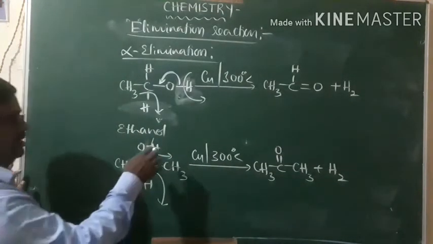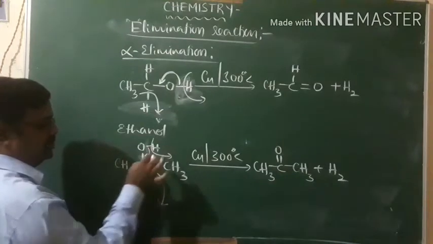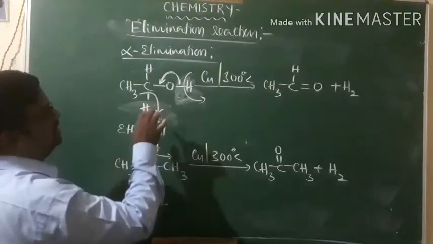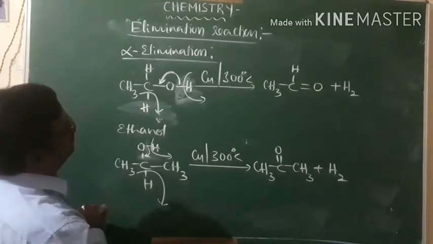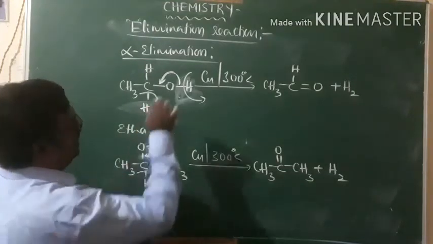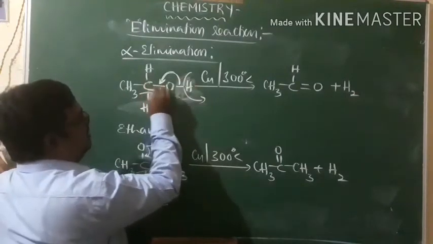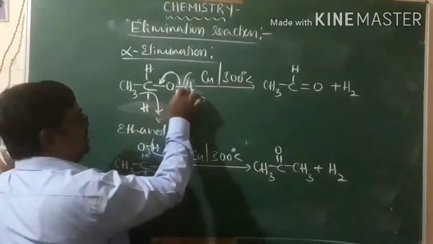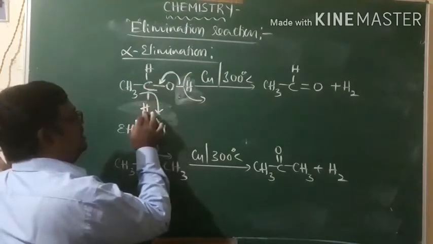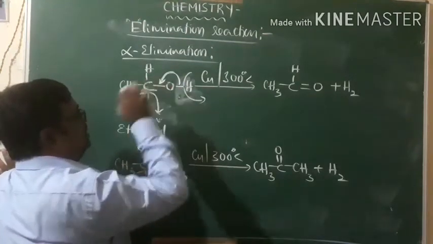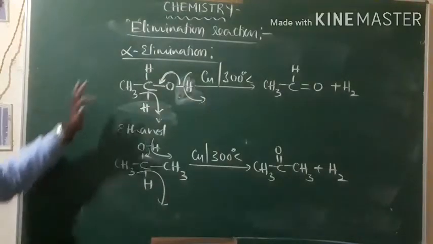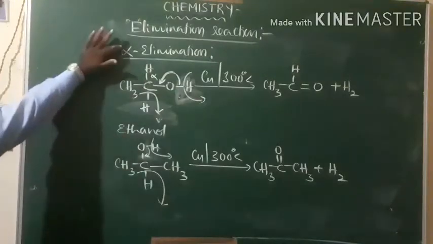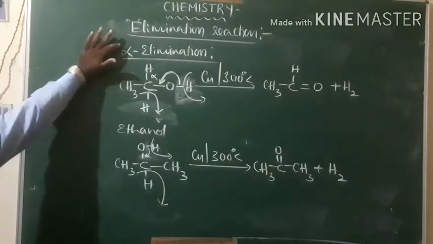I eliminated two hydrogen atoms from the same carbon, right? I eliminated two groups from the same carbon, because this OH is attached to this carbon, and this H is attached to this carbon. Therefore, if two atoms or groups are removed from the same carbon atom, that is the alpha carbon atom, that is called alpha elimination.